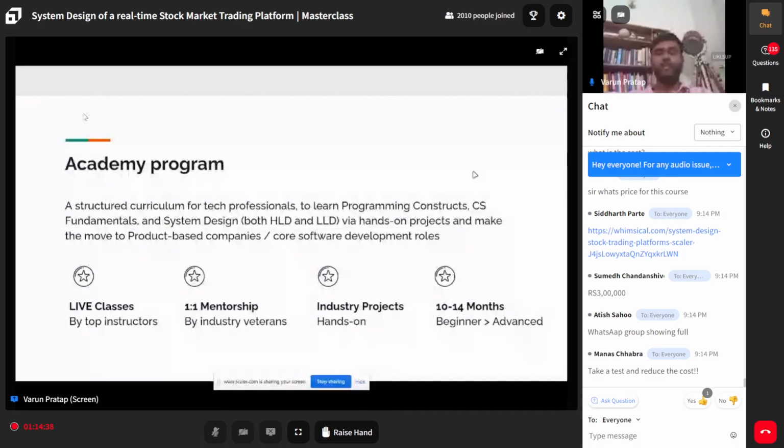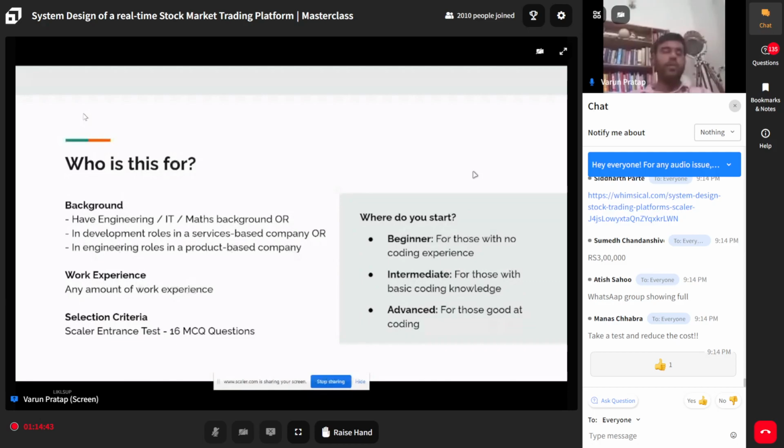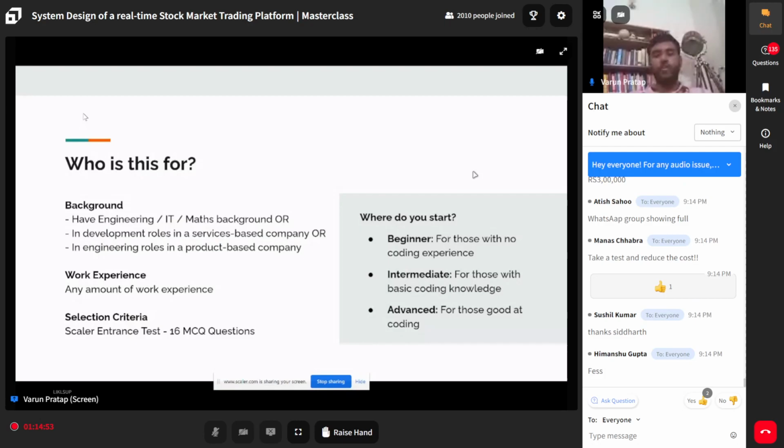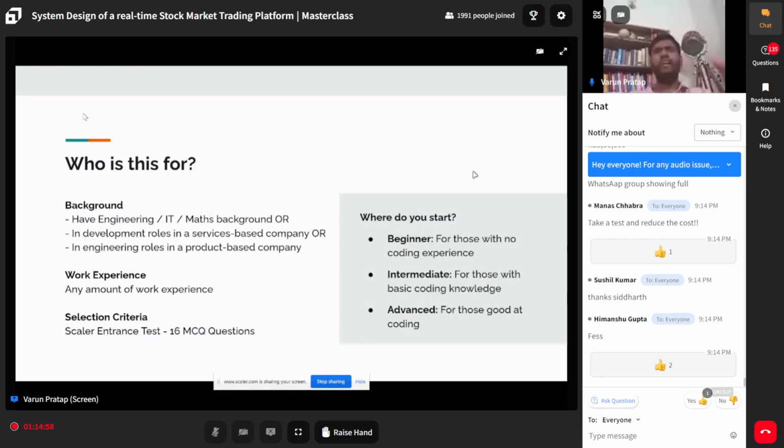Apart from that, the background: who is this for? Like I said, it's for anyone who comes from an engineering, maths, or IT background. If you're a QA, a tester, and want to switch, this is for you. All you need to do is clear the entrance test that we have. It's mostly an aptitude-based test with one or two questions of coding. Even if you don't solve that question, you will still be able to crack the 16 MCQ questions that will be there.